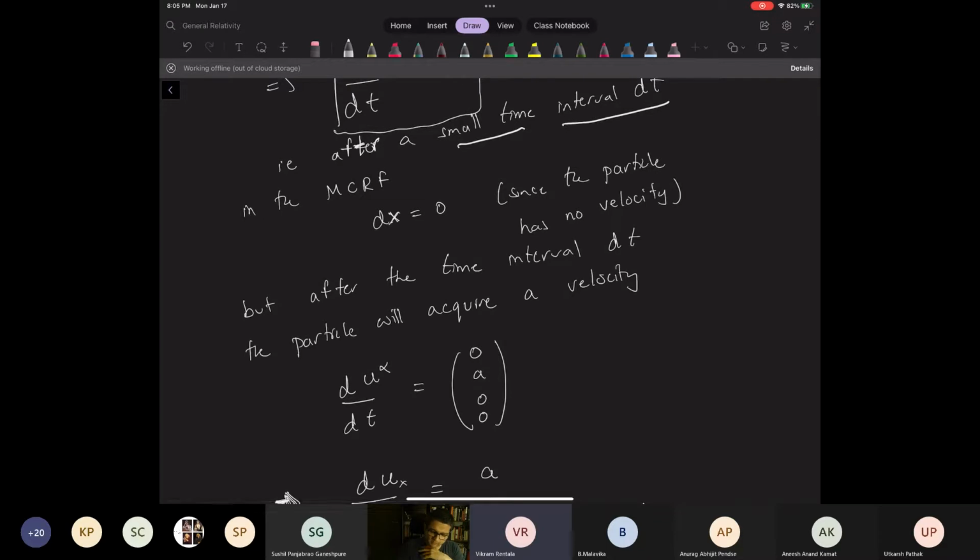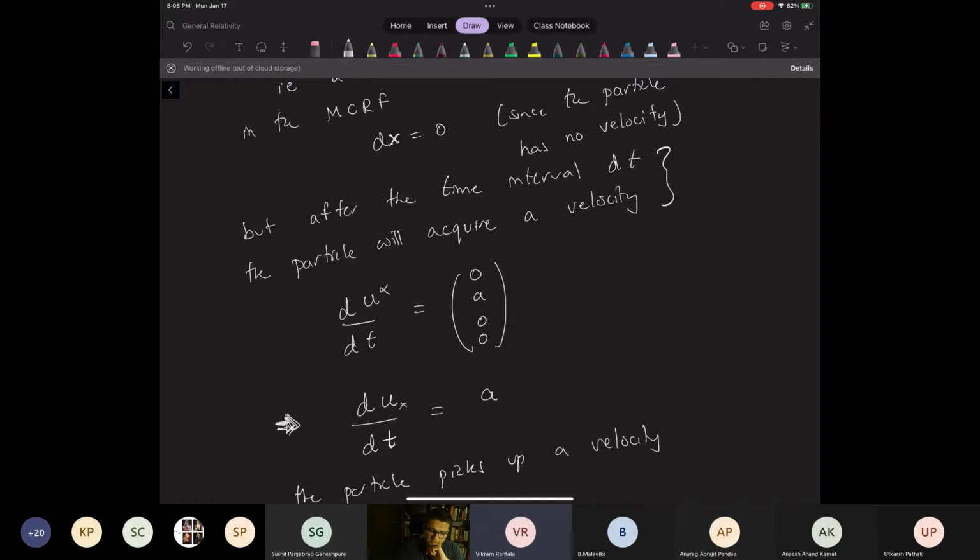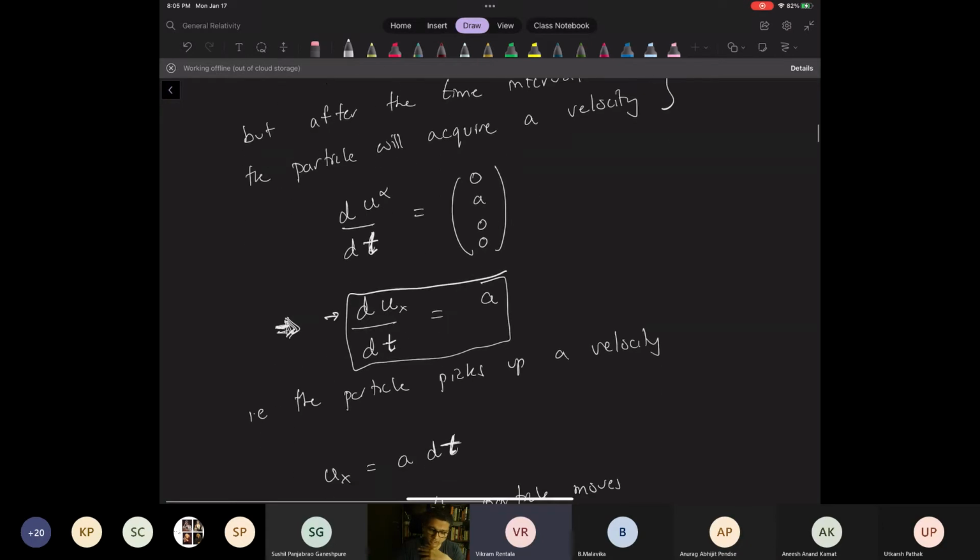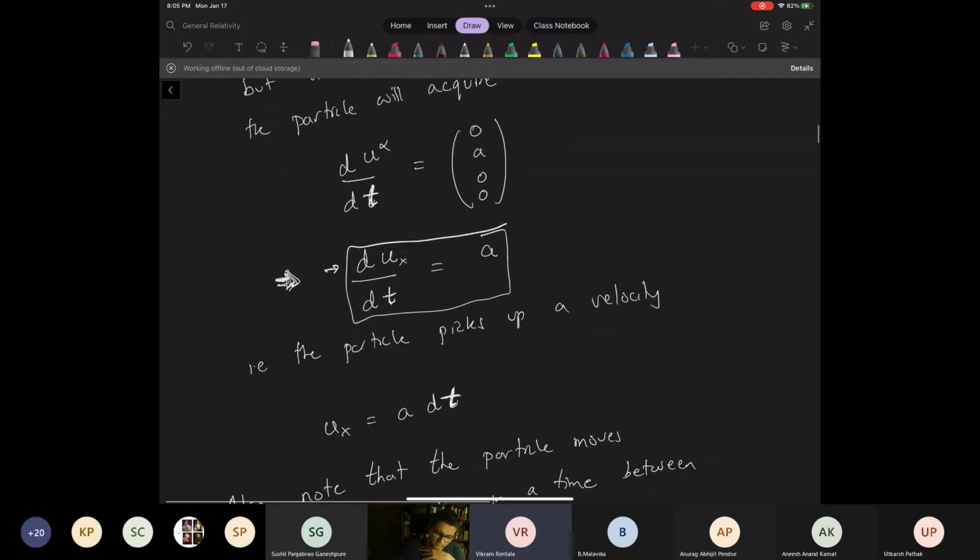So after the time interval dt, the particle will acquire a velocity, and this velocity will be linearly growing in dt. If I take the acceleration, which is du alpha dt, and I take the x component of the acceleration, dux dt is that constant acceleration a, as we had assumed earlier. So in a time dt, the particle will pick up a speed dux, which is a times dt. In the small time interval dt, the particle picks up a displacement which is negligible, it's at order dt square, but it picks up a small velocity, a times dt.